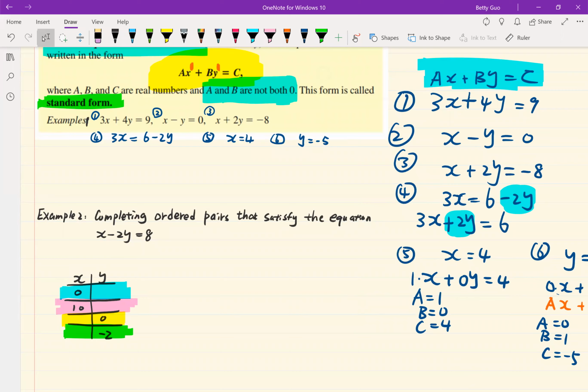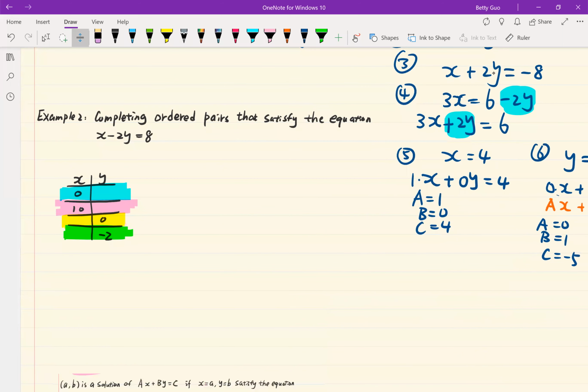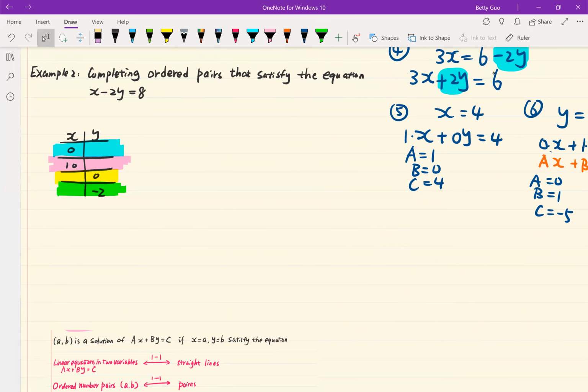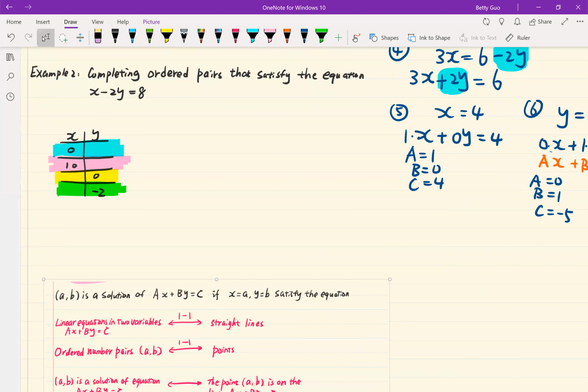Example 2. Through example 2, I want to explain how we define a solution of a linear equation in two variables. We have the definition for the solution right here.